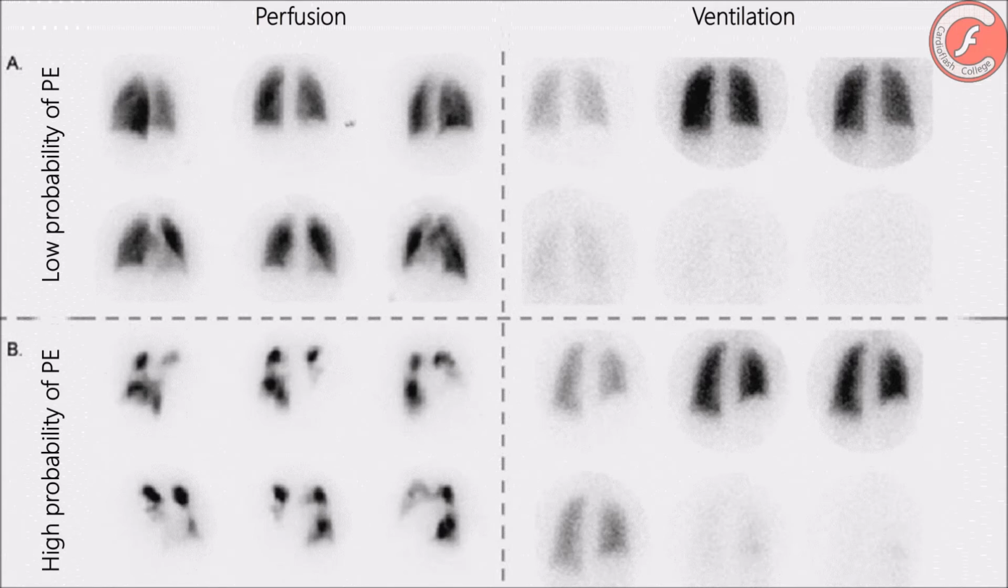Some of the limitations of this test are, for example, a long acquisition time and a high probability of obtaining intermediate examinations, which, in general, are insufficient to confirm or rule out pulmonary thromboembolism. Finally, and as you can imagine, this test should not be performed on pregnant women.